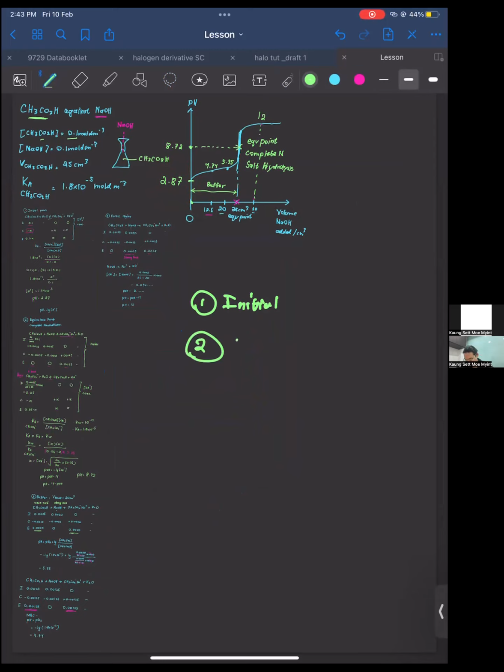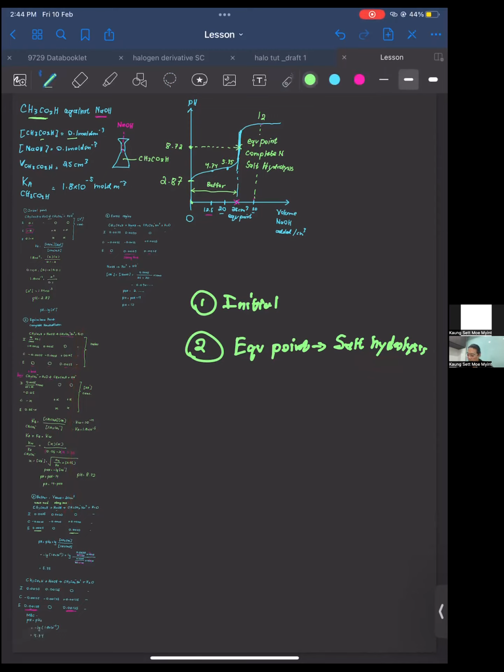Second, equivalence point. Guys, equivalence point, I say many times throughout this video that equivalence point is a salt hydrolysis. So when they are asking you to calculate the pH at 25 cm³ or any point where complete neutralization is occurring, you are supposed to do salt hydrolysis. This is very tedious. 2 ICE tables, 3 mark question.